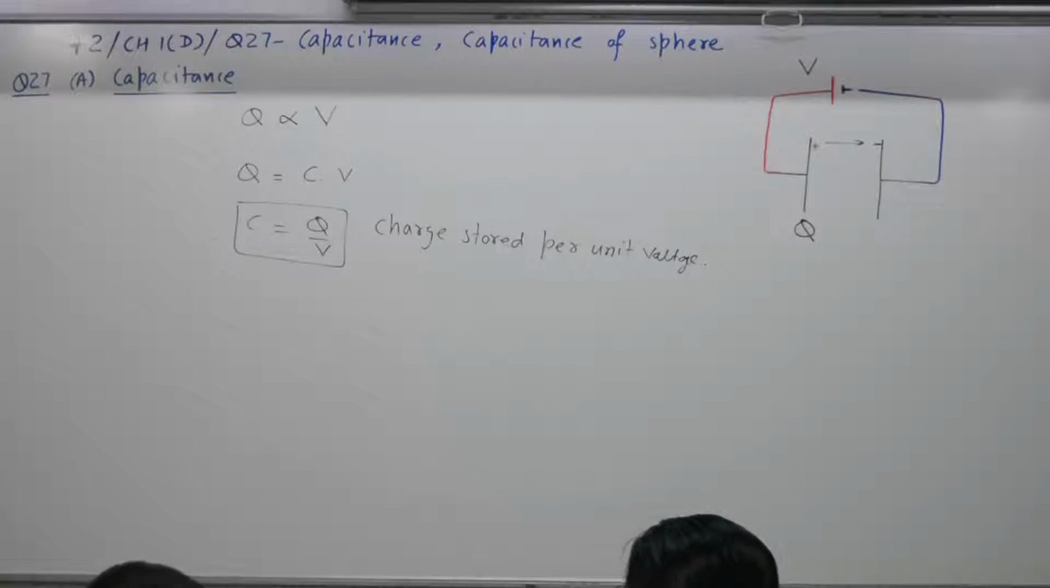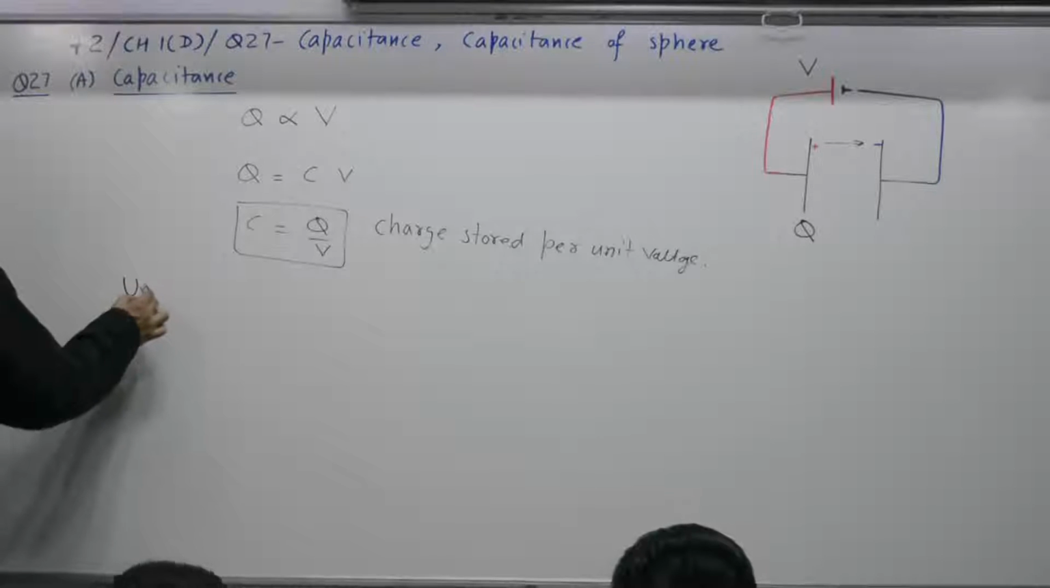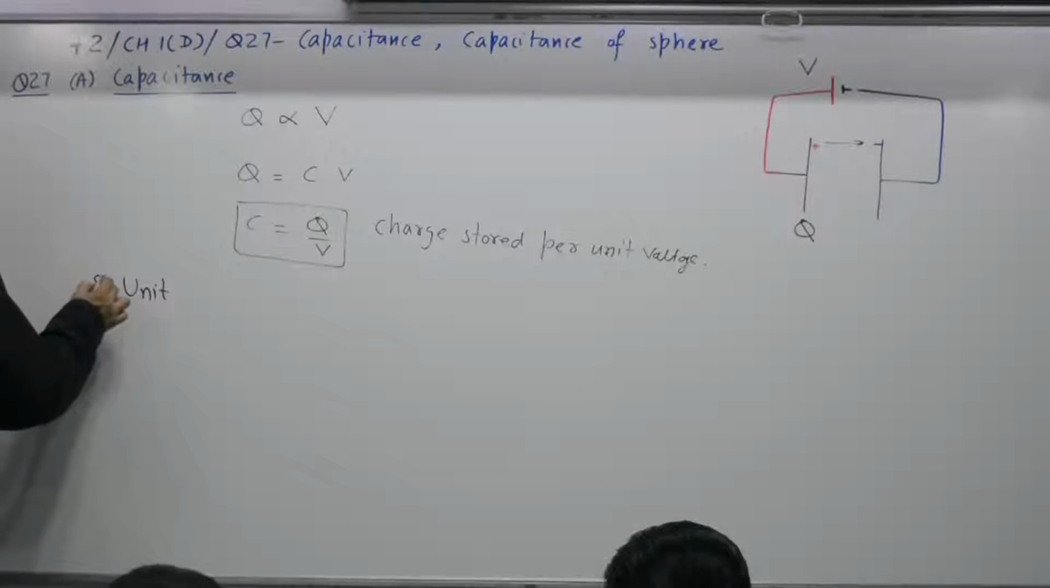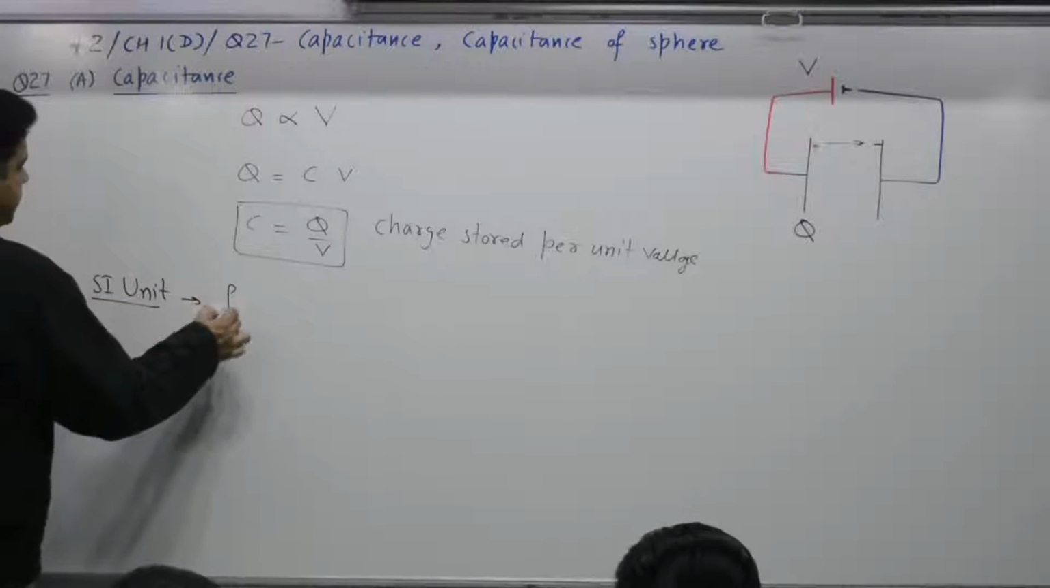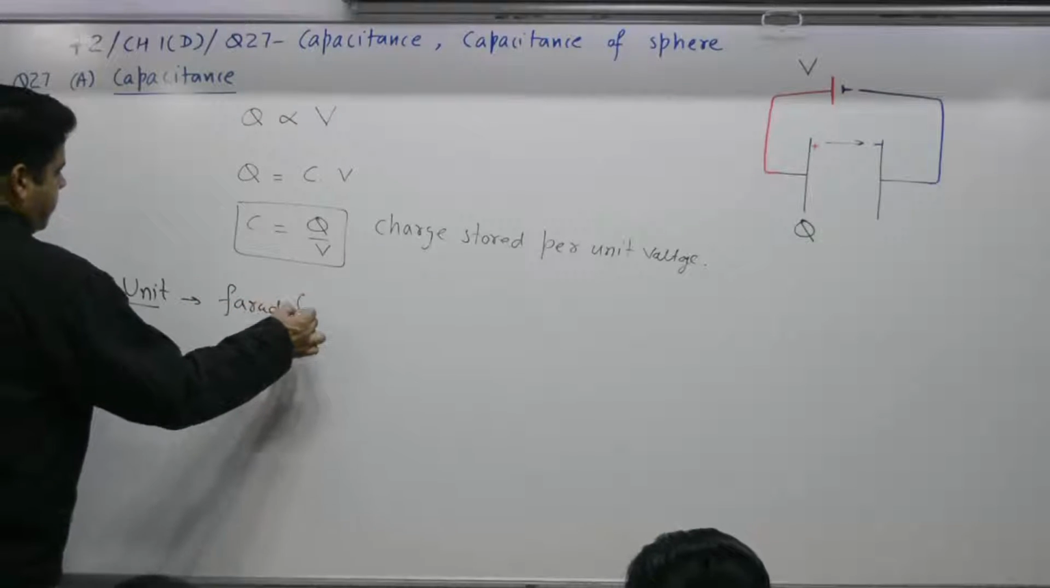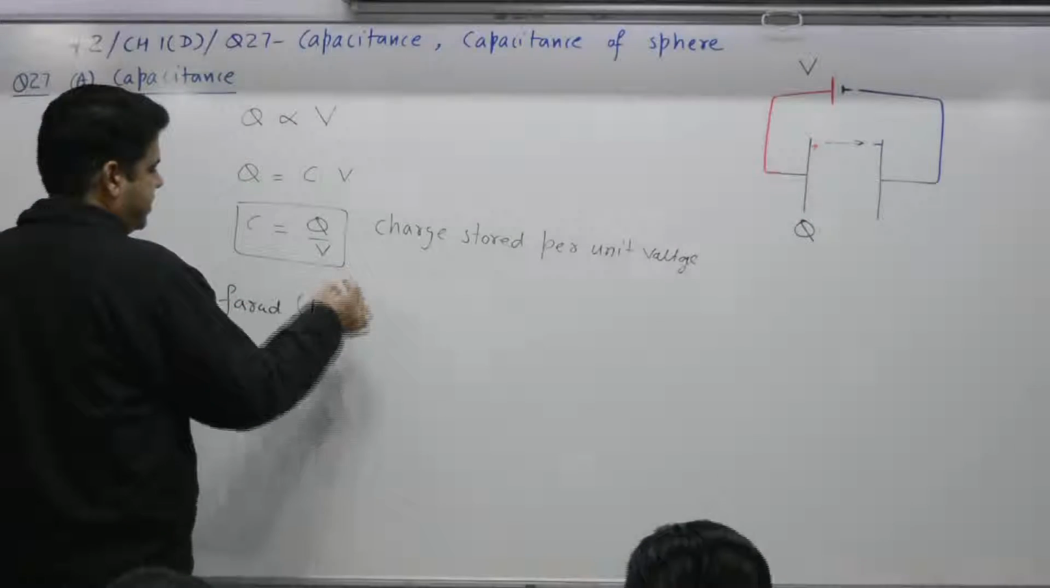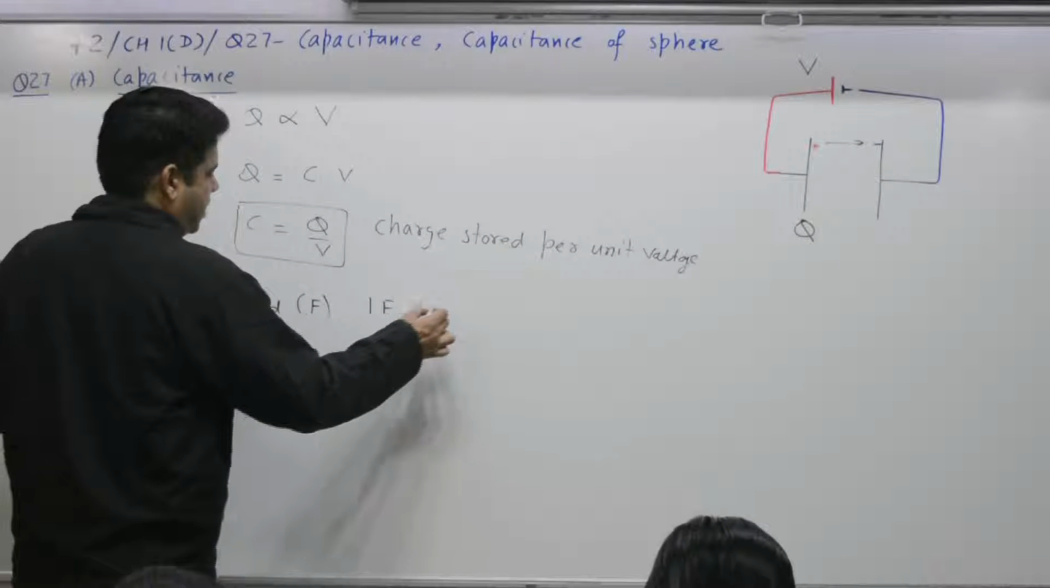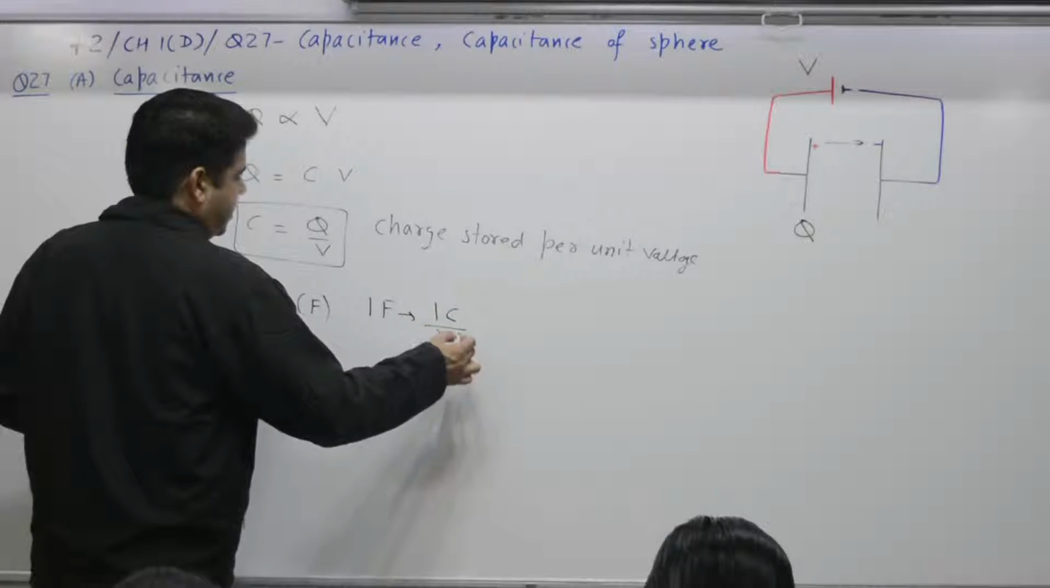Voltage V across a capacitor can create charge Q on the plates. If voltage across the plates increases, charge also increases. Q is proportional to V, Q is equal to CV, C is equal to Q by V. C is termed as capacitance. The SI unit is farad. 1 farad means what? 1 coulomb divided by 1 volt.